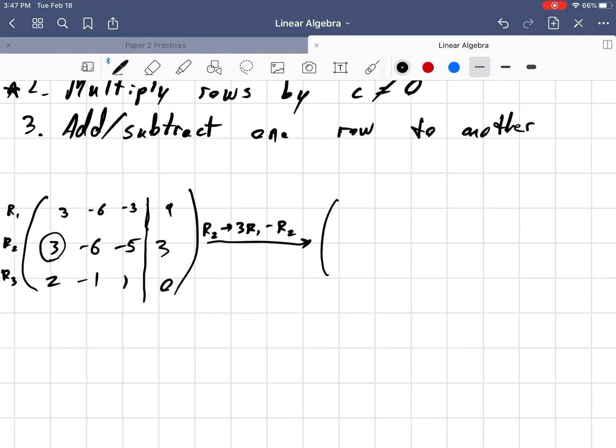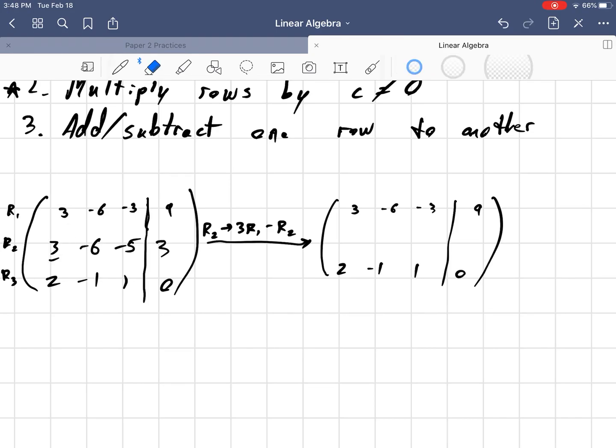So the first row is staying the same: 3, negative 6, negative 3, and the 9 here. The third row is staying the same too, right? Let's write that in. Now the second row, I wanted to get rid of that. So we already multiplied by 3, so we take this number and we subtract it from this number.